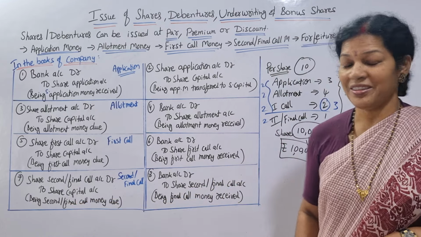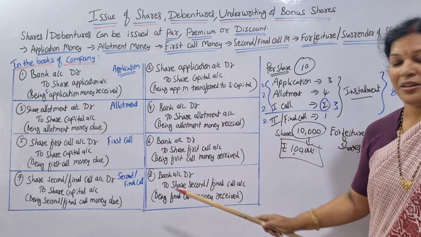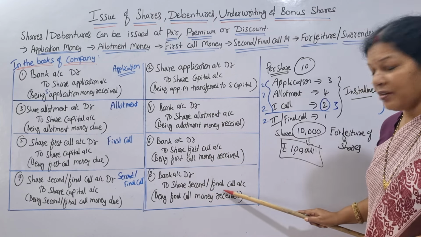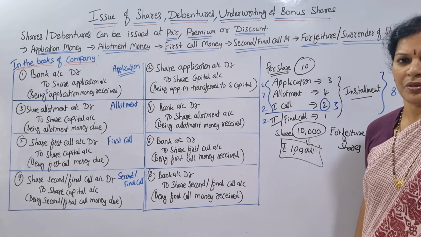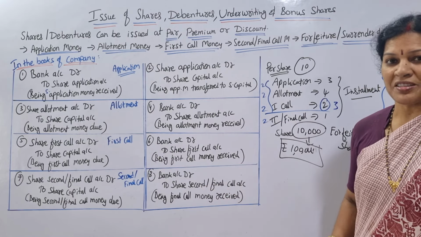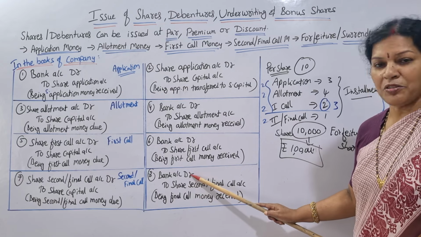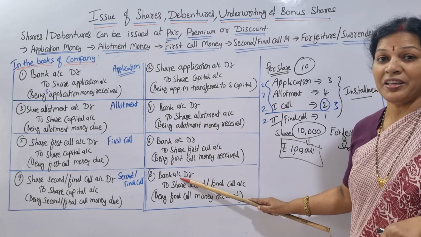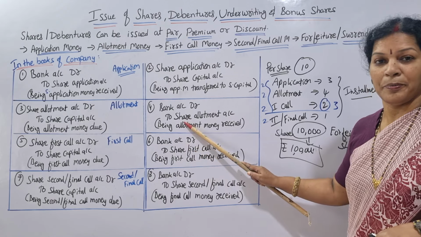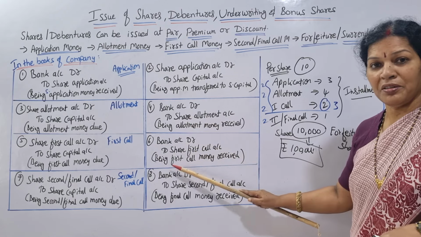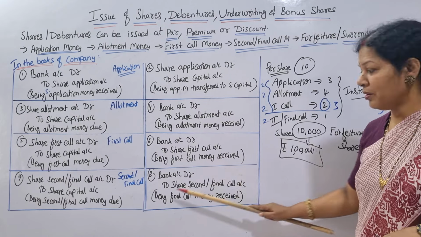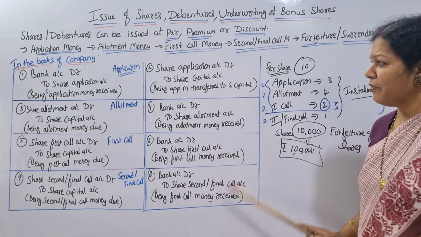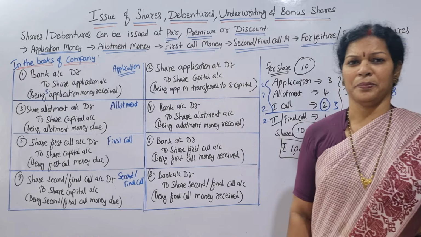When we receive, same as this one. Bank account attached to share second call account or share final call account. When we are receiving, bank is always debited. Remember, bank is always debited. From where we are getting it, we write on the credit side. Share allotment account, share first call account, share second call or final call account will be on the credit side. Very easy to remember.